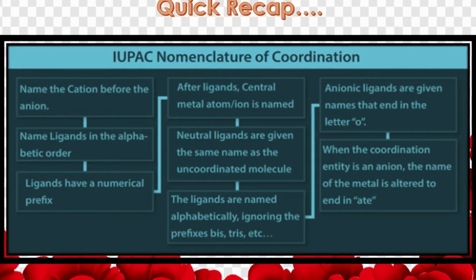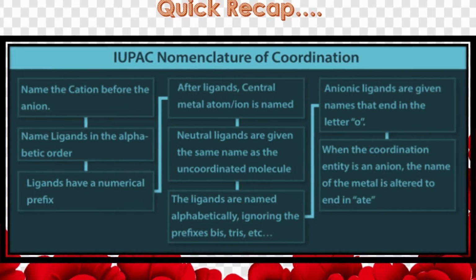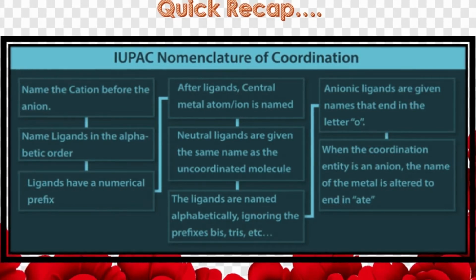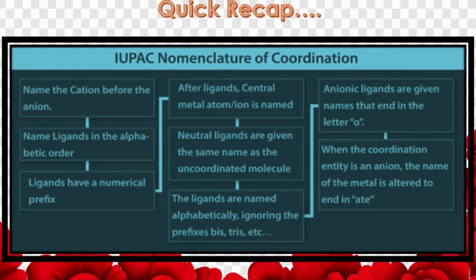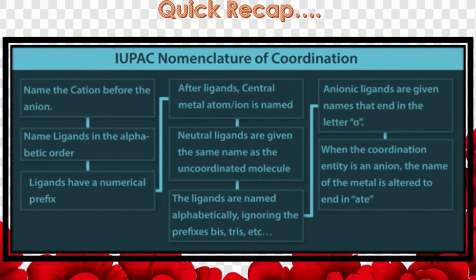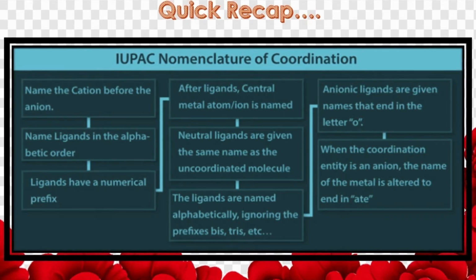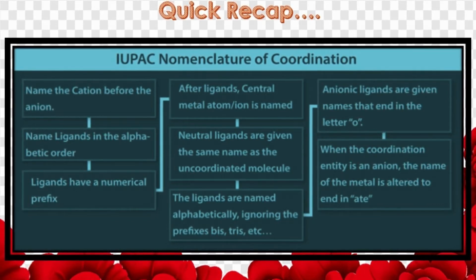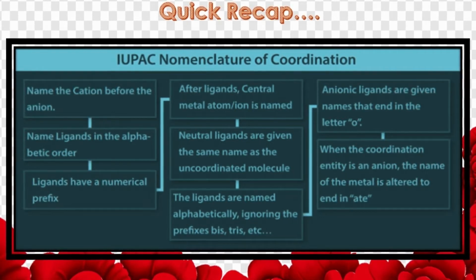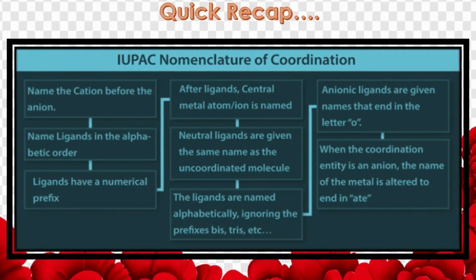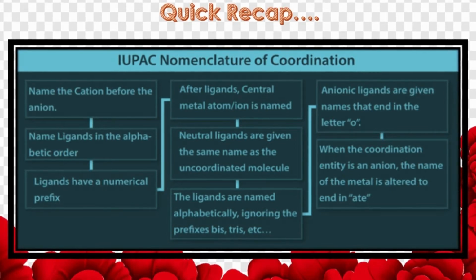Before you name the coordination compound, you will find out whether your complex ion is an anionic complex or a cationic complex. In order to know that, you will find out its counter ion. If the counter ion is positive, then the complex is an anionic complex. If the counter ion is an anion, then the complex is a cationic complex. Then remember, always name the cation first, then the anion.